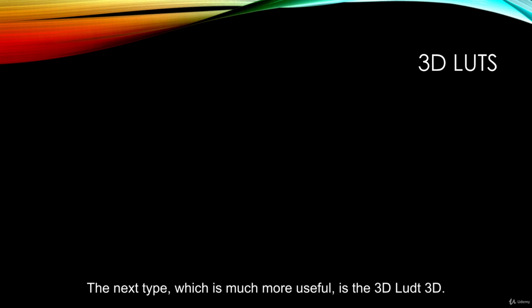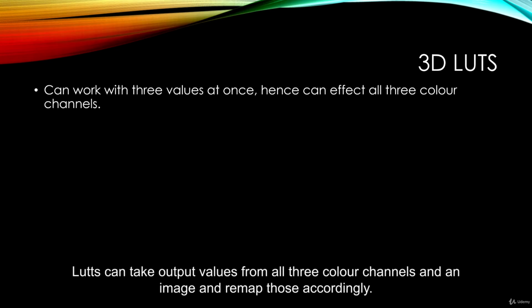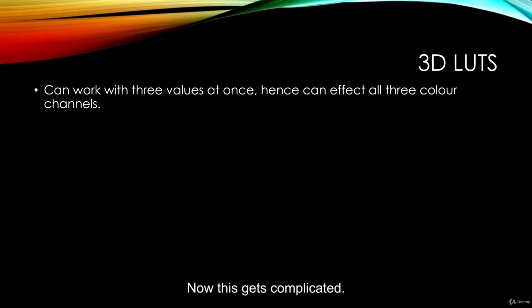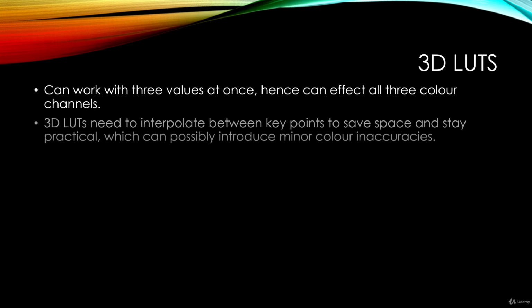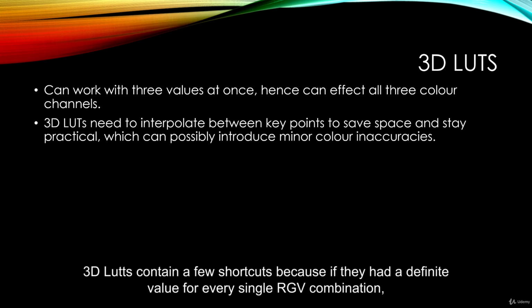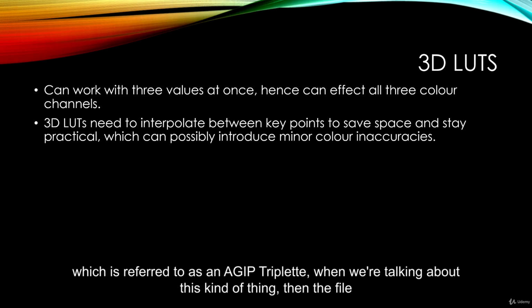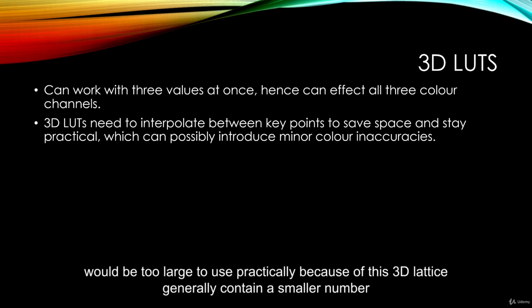The next type, which is much more useful, is the 3D LUT. 3D LUTs can take output values from all 3 color channels in an image and remap those accordingly. Now, this gets complicated. 3D LUTs contain a few shortcuts because if they had a definite value for every single RGB combination, which is referred to as an RGB triplet when we're talking about this kind of thing, then the LUT file would be too large to use practically.